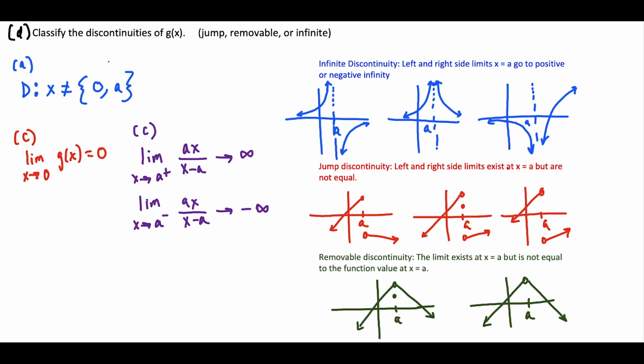So for this last part here, we're going to classify the discontinuities of g of x, and we're going to use our work from part A and part C to answer this. So in part A, we said that the function is undefined at x equals 0 and x equals a. So when we investigate these limits, in part C, we said the limit as x approaches 0 of g of x is equal to 0. So since the function has a limit at x equals 0, but the limit is not equal to the function value at x equals 0, that means we have a removable discontinuity at x equals 0.